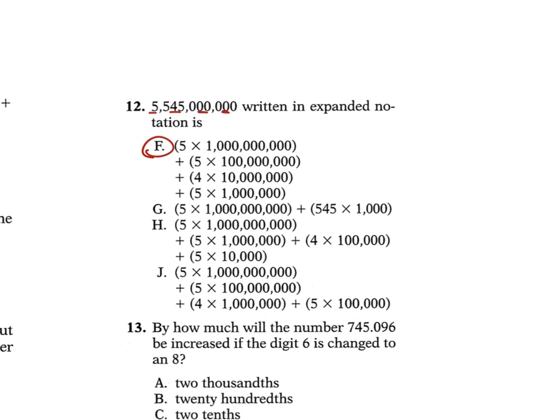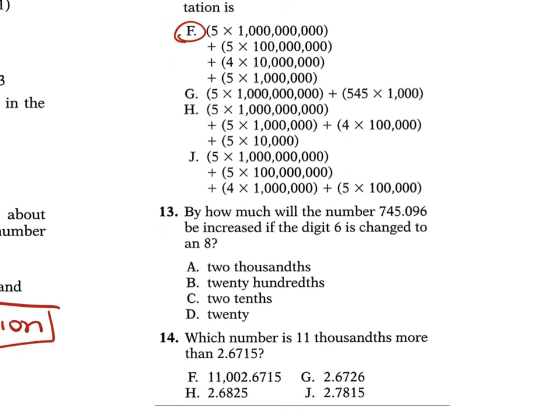For 13, it says, how much will the number 745.96 be increased if the digit 6 is changed to an 8? So this 6 is in the thousandths place. So it would be going up 2 thousandths. So A.